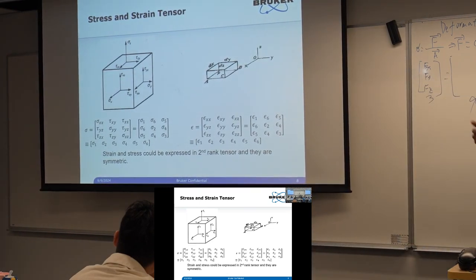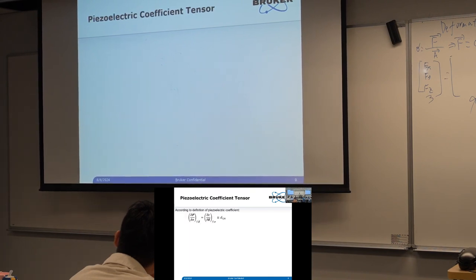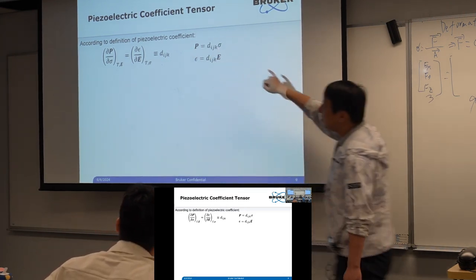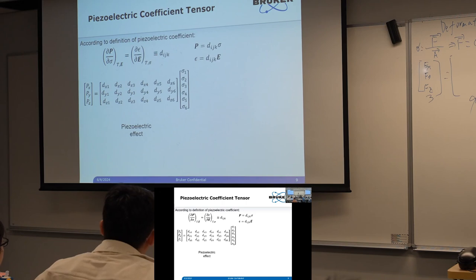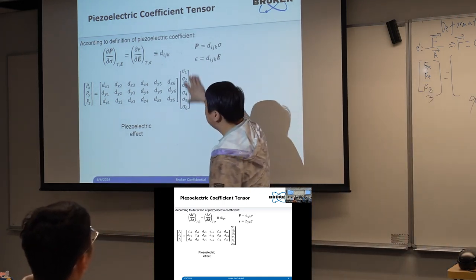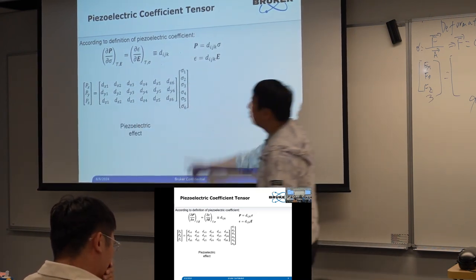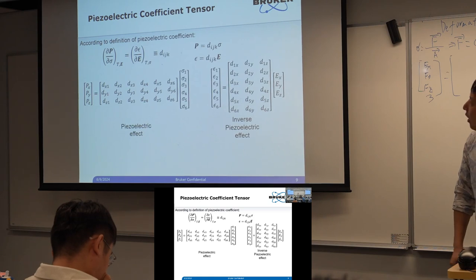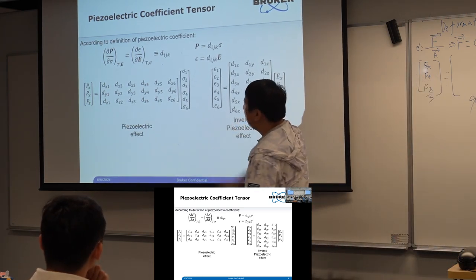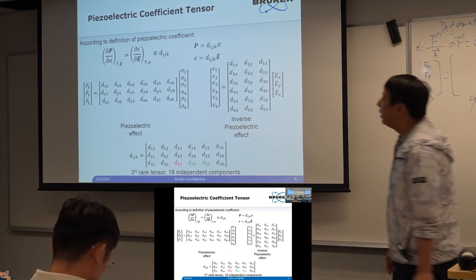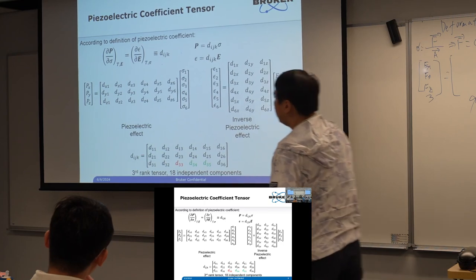And so we have the stress, we have the strain, and then let's go to the piezoelectricity. So the piezoelectricity, we write down in this way. The piezoelectricity is P equals something of the sigma. Since the sigma has 6 components, our polarization is a vector. So we define that in this way. And then the converse piezoelectricity is the same thing. So we can write it down in this formation.